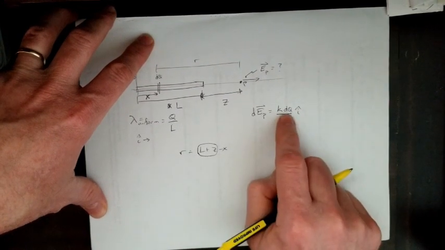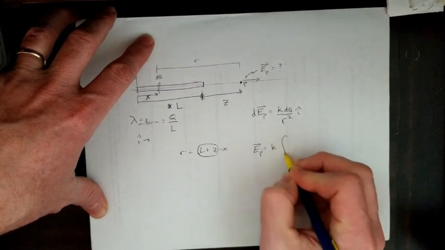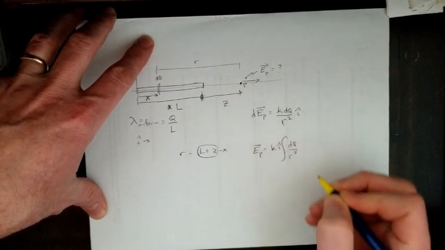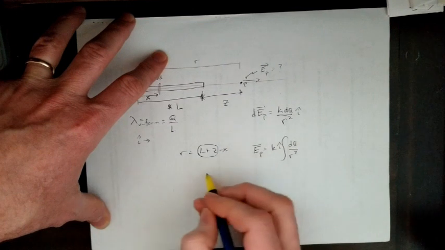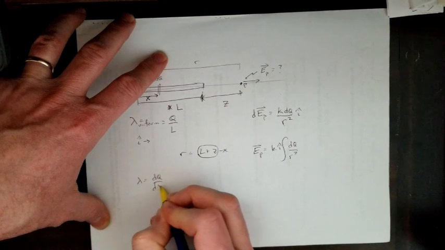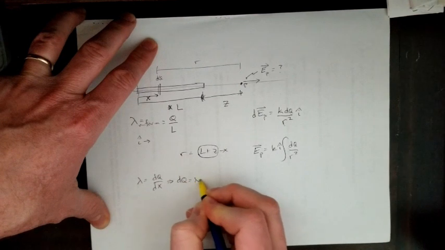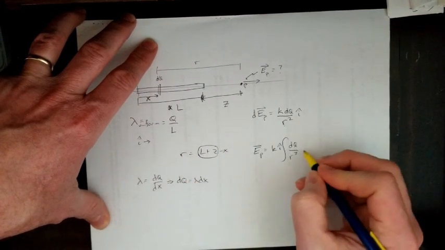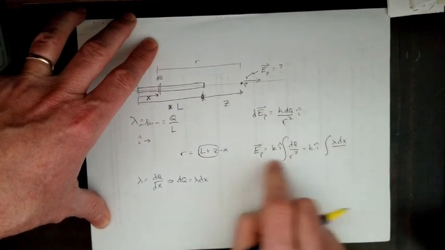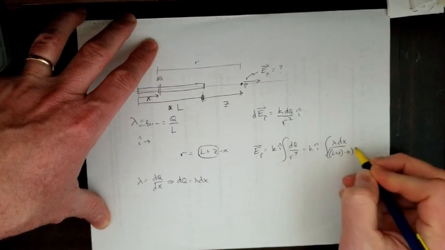So because I have a differential here, calculus is going to be involved. So EP would be the k times the integral of dq over r squared. I hat's also a constant. dq, I know from this that lambda is equal to dq over dx. Therefore, dq is equal to lambda dx. So this is k times I hat lambda dx over r squared, and I have a value for r here, that's L plus z minus x squared.